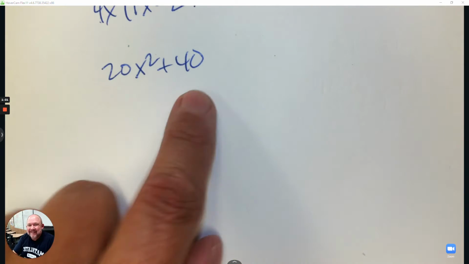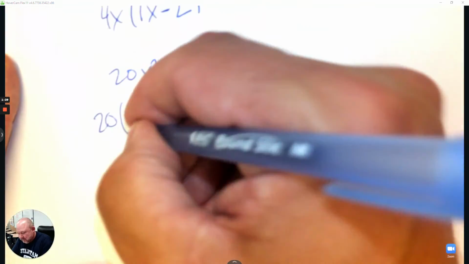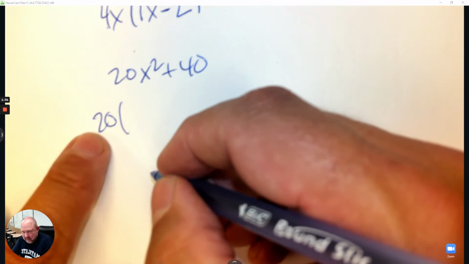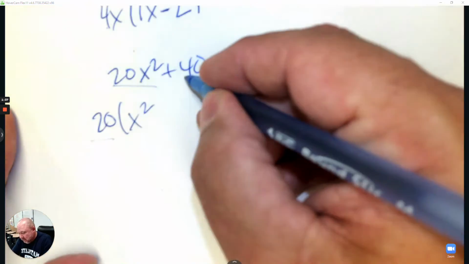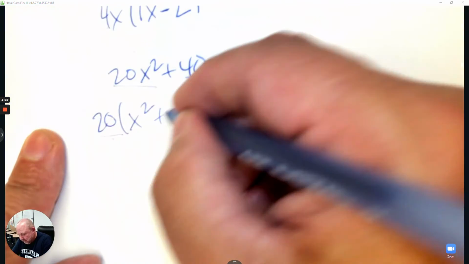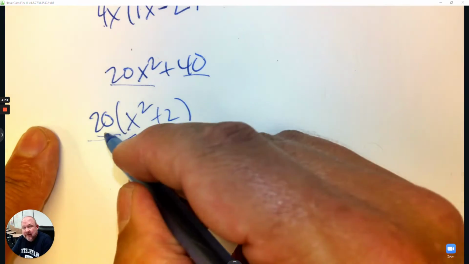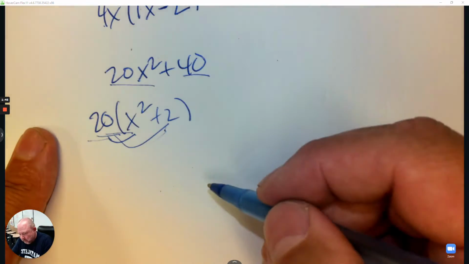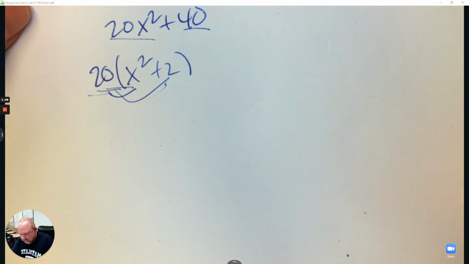All right, write this down. So what's the largest number that both share? And that number is 20, goes into both. So we're going to factor out 20. That's called the greatest common factor. And then I'm going to divide. So 20x squared divided by 20 is 1x squared. 40 divided by 20 is 2. And you did it. Now, you can multiply and see if when you multiply, does it equal what it was before? All right, let's look at another example where we're going to factor out.